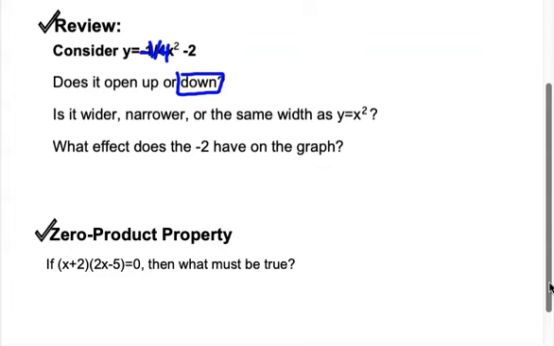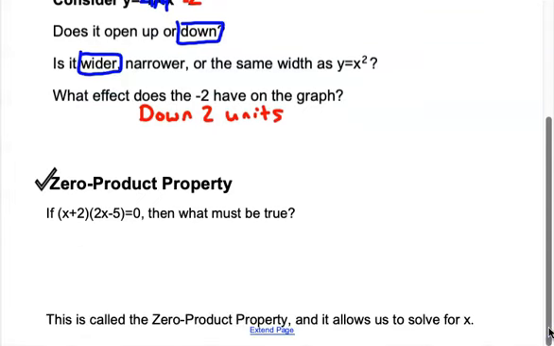This one will be wider because the blue 1/4 that I traced is a fraction. When it was a number between 0 and 1, what we said was that made the graph get wider. Big numbers made the graph get narrower. And the effect that the negative 2 at the end has on the graph is going to move the whole graph down 2 units. Okay? Just a little bit of review of what's happening with some of those pieces there.